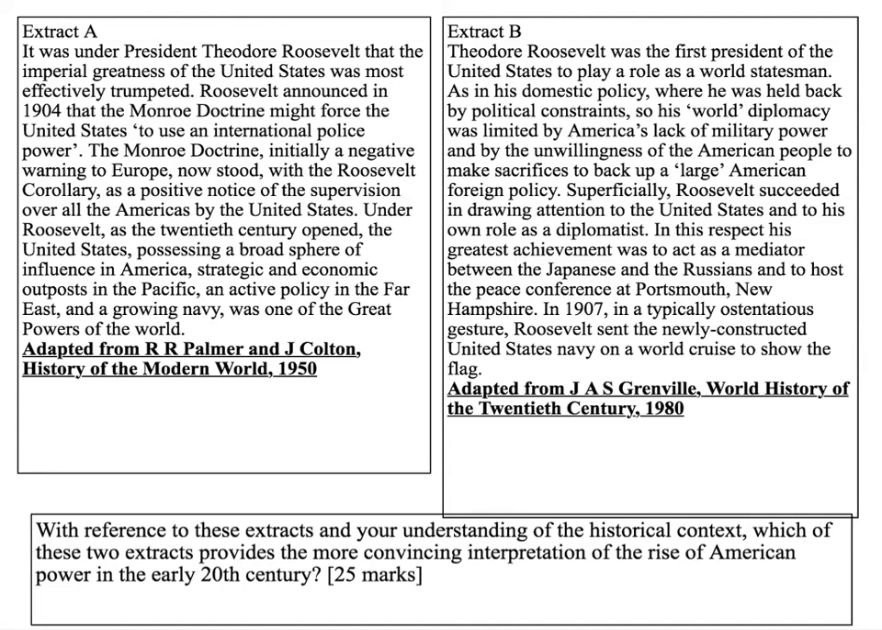Okay, so the aim of this video is to look at the source comparison question from OCR AS history on America 1865 to 1920 as the AS part of that. What we're looking to do is to see two extracts here from the specimen paper, and we're looking to answer this question with reference to these extracts and your understanding of historical context. Which of these provides the more convincing interpretation of the rise of American power in the early 20th century?